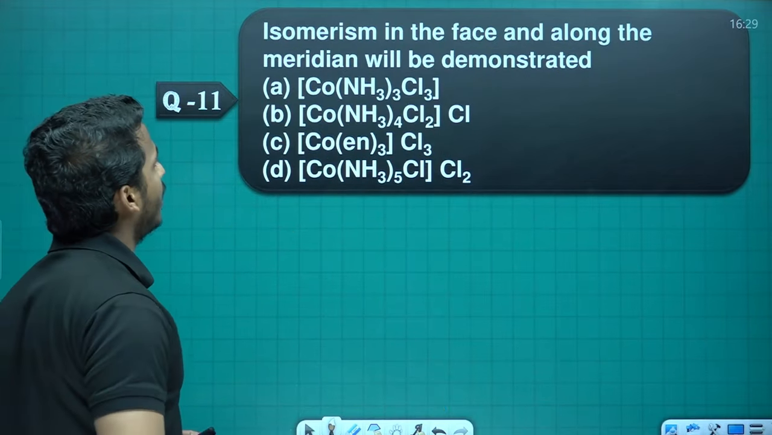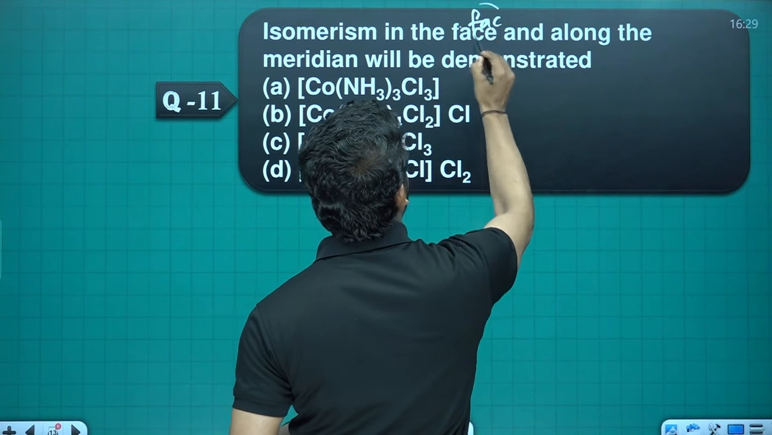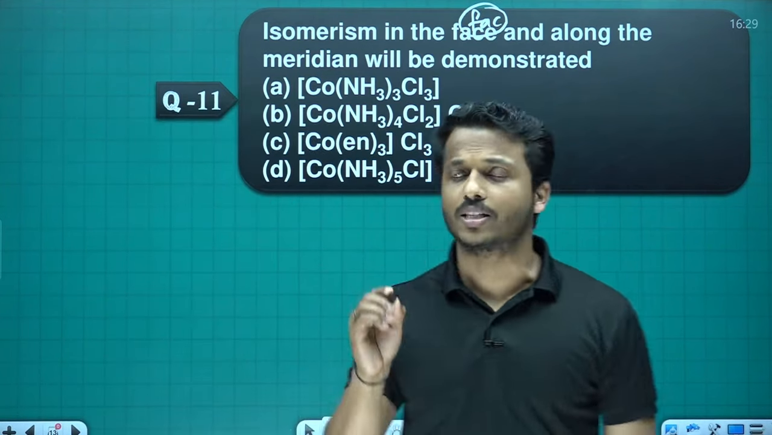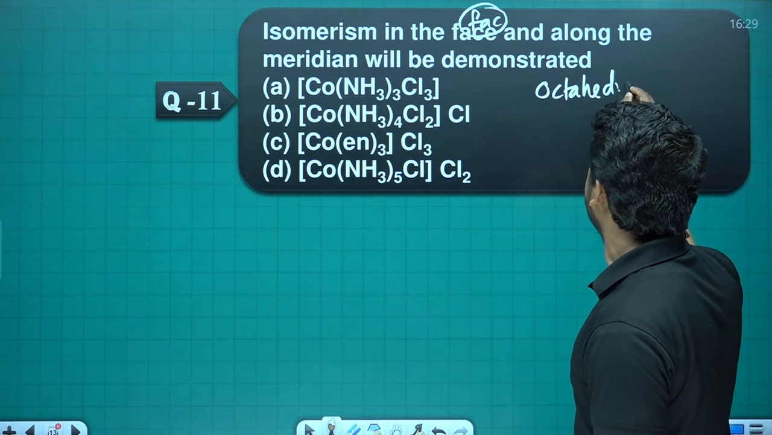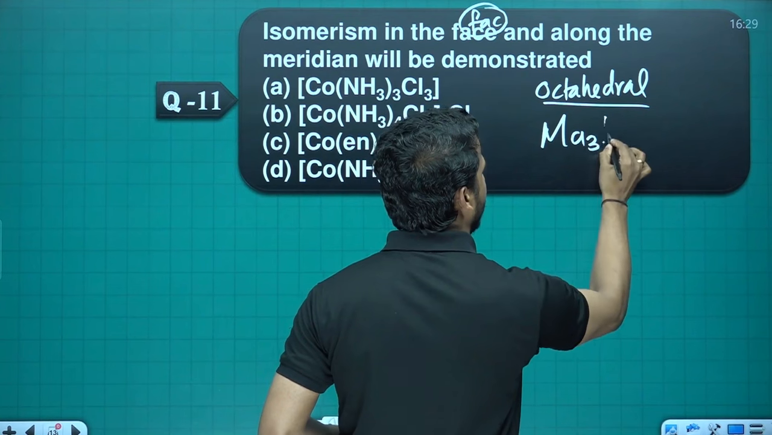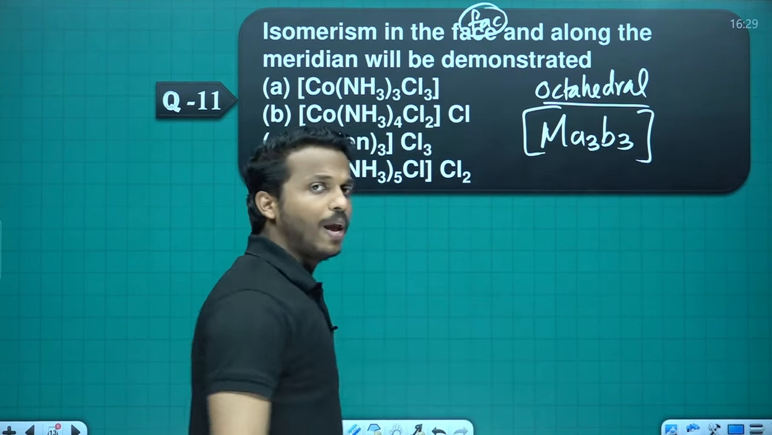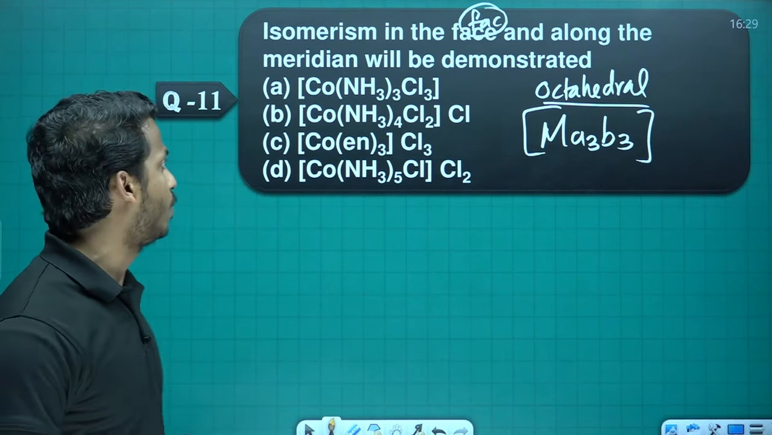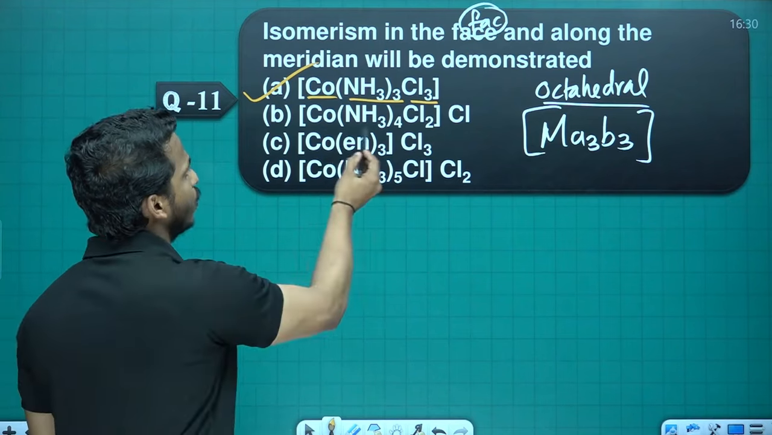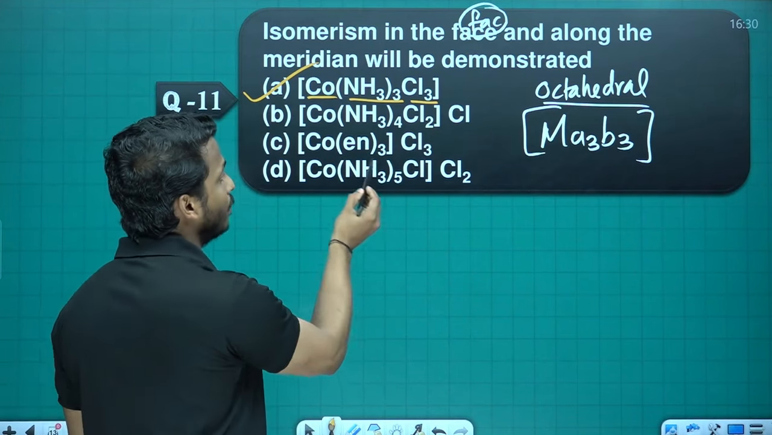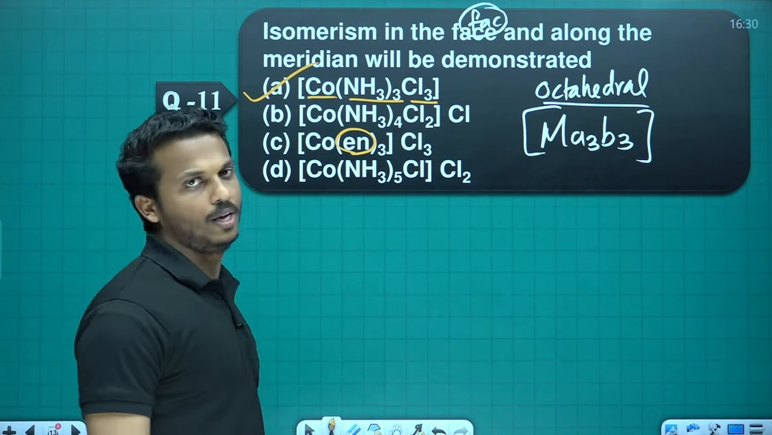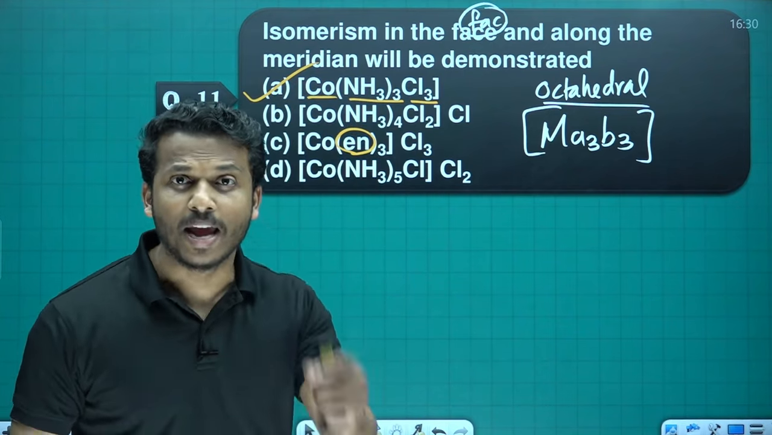Next question. Isomerism in FAC and MER. We studied facial and meridional isomers. We studied that FAC and MER isomerism is given by octahedral complexes of the type MA3B3. The type MA3B3 shows facial and meridional isomerism. Which is that type? I think it is option A, MA3B3 type. This one is MA4B2. This is MA6, because en is a bidentate ligand, so 3 en means 6 sites. And this is MA5B. No. FAC and MER isomerism is only given by the type MA3B3.